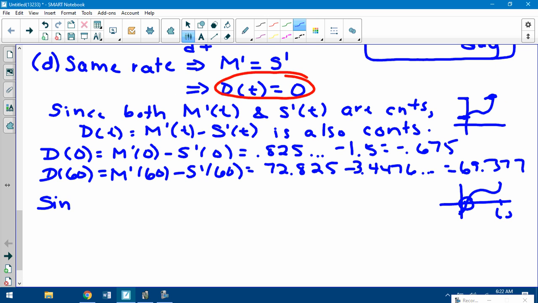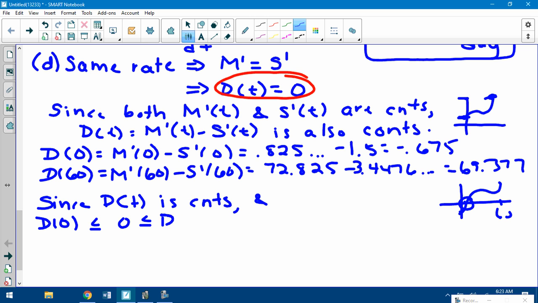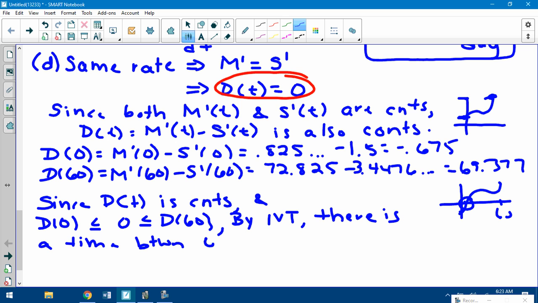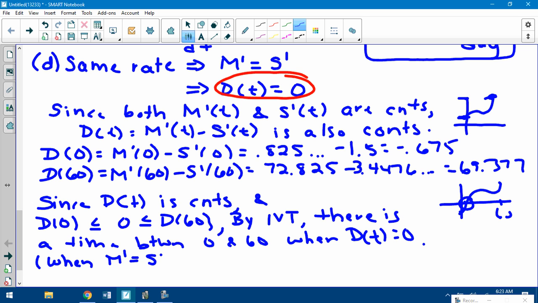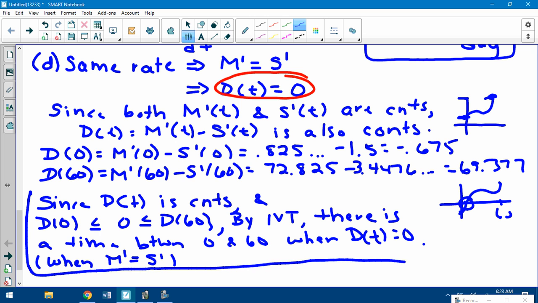So since d of t is continuous, and d of 0 is less than or equal to 0, which is less than or equal to d of 60, by intermediate value theorem, there is a time between 0 and 60 when d of t equals 0, which means there's a time when m prime equals s prime. And that's how you use the intermediate value theorem.